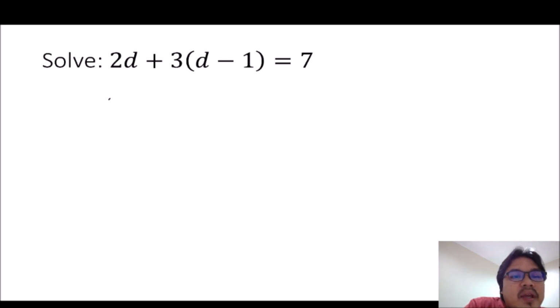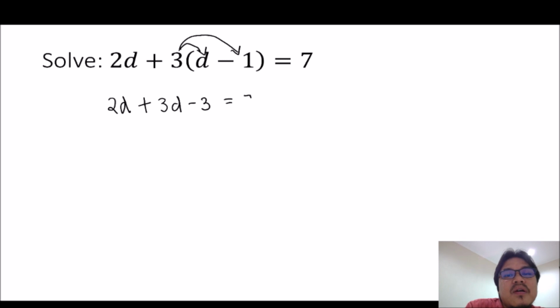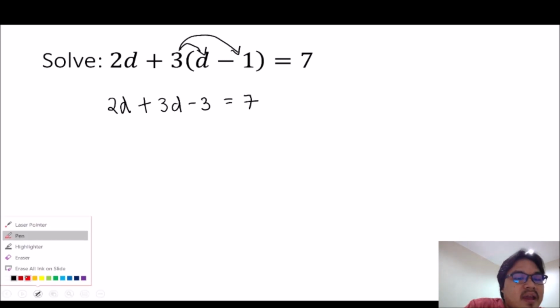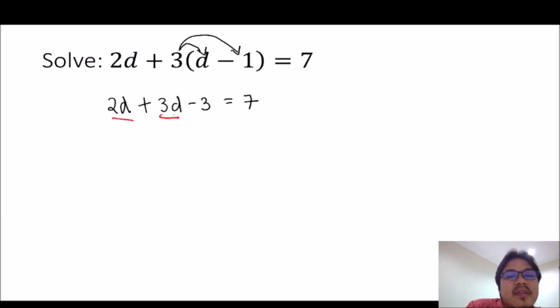So bring down 2d plus 3 times d is 3d. 3 times negative 1 is negative 3 equals 7. Okay? If you look at the left-hand side of the equation, 2d and 3d are like terms, so we're going to combine them. So 2d plus 3d is 5d minus 3 equals 7.